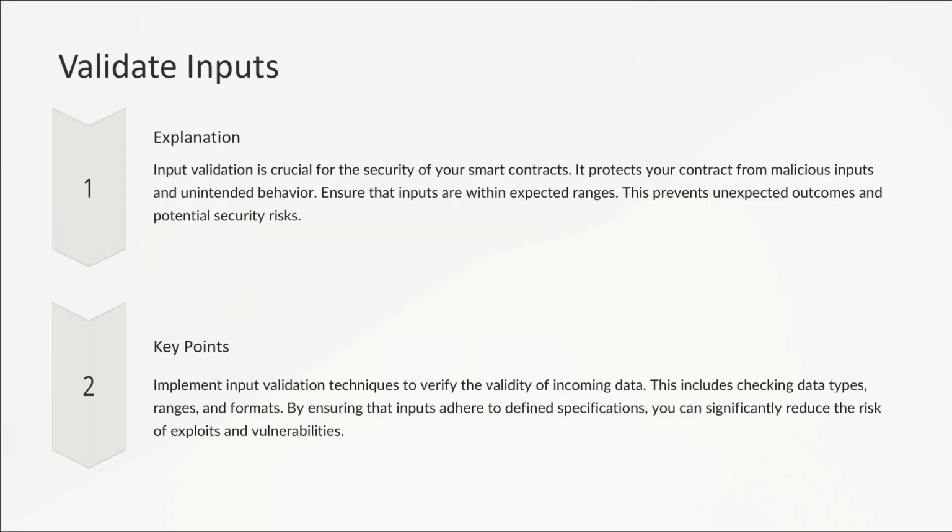Validate inputs. Input validation is critical for the security of your smart contracts. It protects your contract from malicious inputs and unintended behavior by ensuring that all inputs are within expected ranges and conform to defined formats. Implementing input validation techniques involves checking data types, ranges, and formats to verify the validity of incoming data. By ensuring inputs adhere to these specifications, you can significantly reduce the risk of exploits and vulnerabilities.